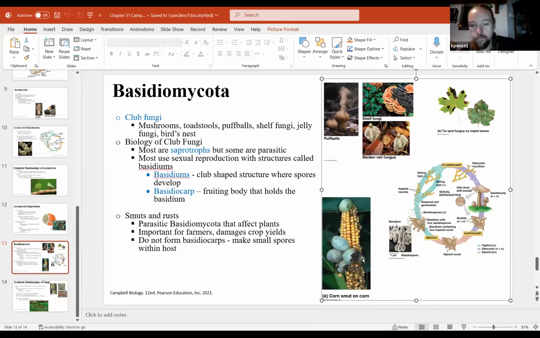This one down here is referred to as corn smut. It's a fungus like a mushroom, and it will destroy the corn crop, but some people will want to eat that. They would rather eat that over the corn.